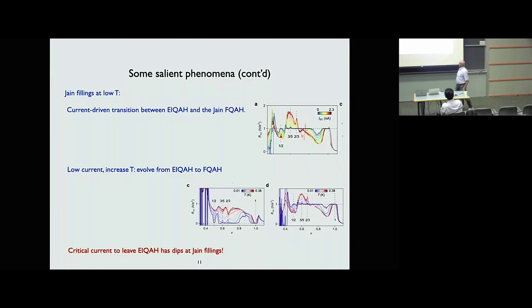Now, there's a remarkable fact about this transition that I think is very, very important, and that is that the critical current. The summary is that at low temperature, you can move out of the extended quantum anomalous Hall state by increasing the electric current. So there's a critical current for this phase, and this critical current has dips at all the Jain fillings, right? So it has local minima at the Jain fillings. Okay, I'll come back to this later, but I think this has some important information.